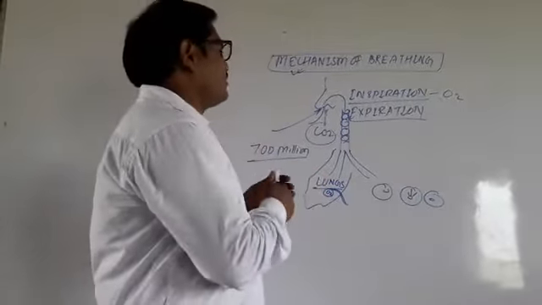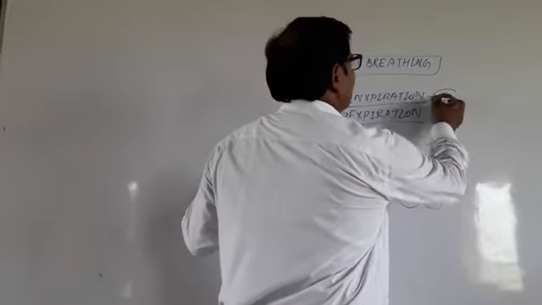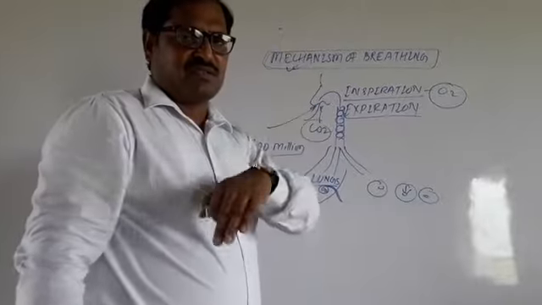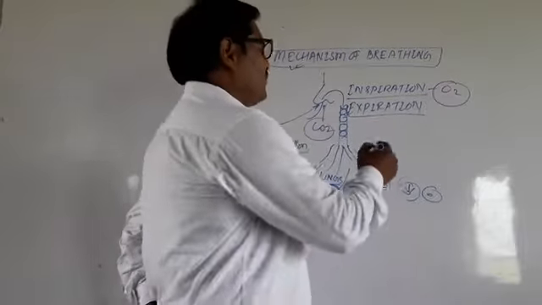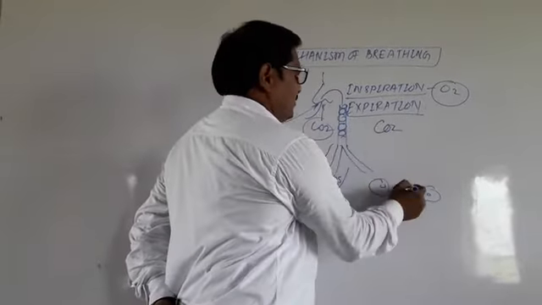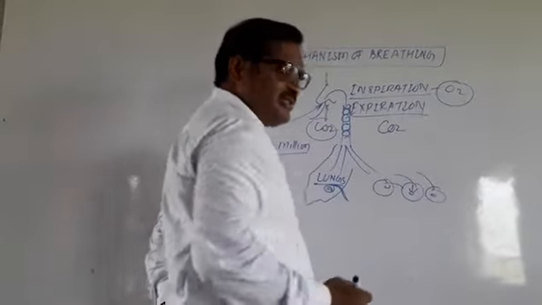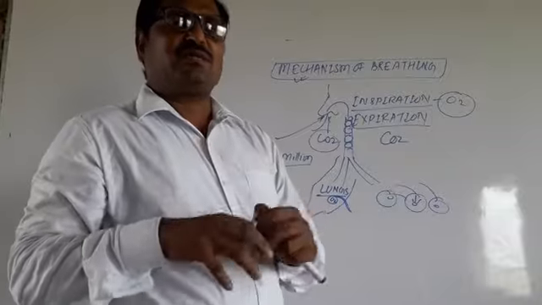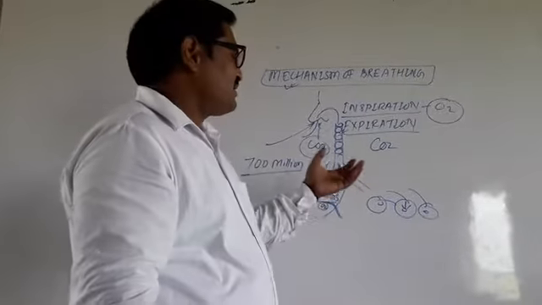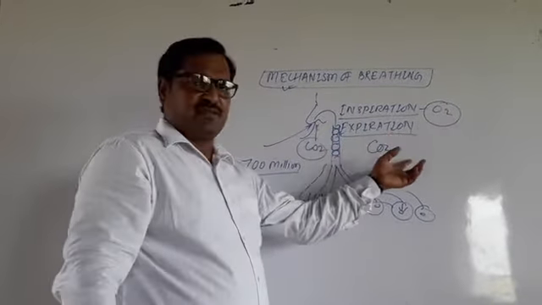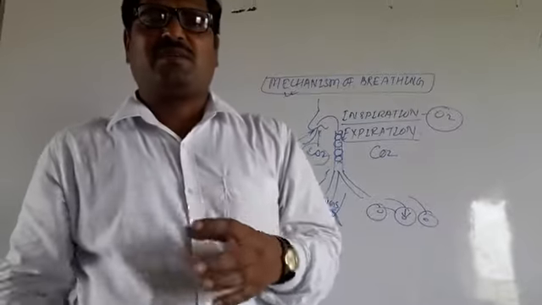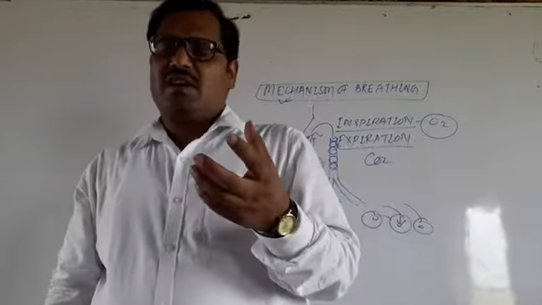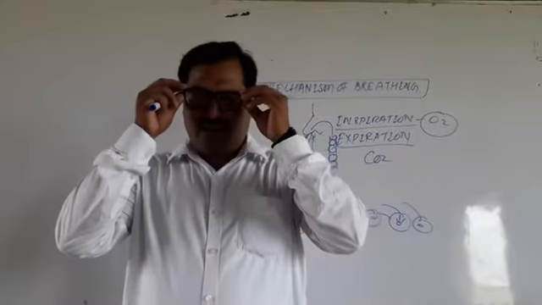So here I have talked about inspiration. Oxygen reaching the lungs is called inspiration. But when the CO2 from all the cells or body tissue is sent to the lungs to be expired, this process is called expiration. When the carbon dioxide from the lungs is expired out, this is called expiration. So these are the topics.